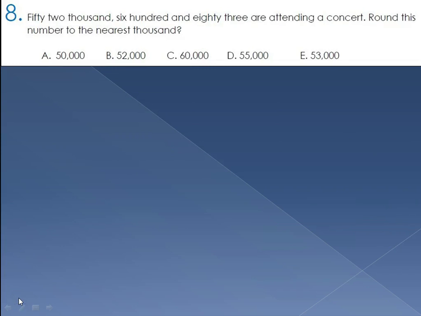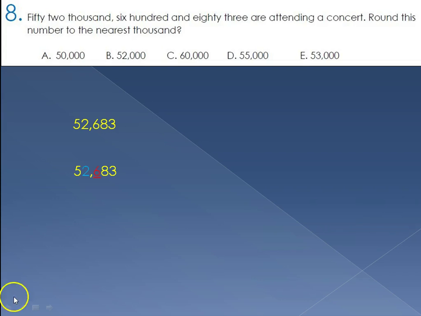52,683 are attending a concert. Round this number to the nearest thousand. So I wouldn't even attempt it in my head, especially under exam pressure. You try and write down the figure yourself. So 52,000, I'd write it down. 52,683 are attending the concert. Round this number to the nearest thousand.